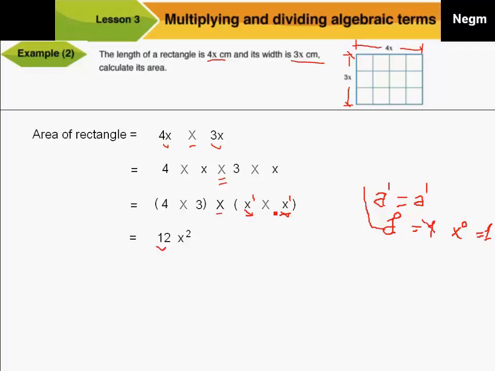Here we have x to power 1 multiplied by x to power 1 is equal to x to power 1 plus 1 is 2, x squared. Be careful, you have to write centimeter square because the length and width is in centimeter. Centimeter times centimeter is centimeter to power 2. This area will be in centimeter square or centimeter to power 2.